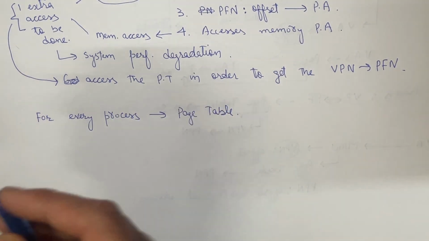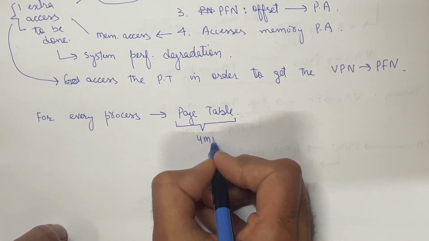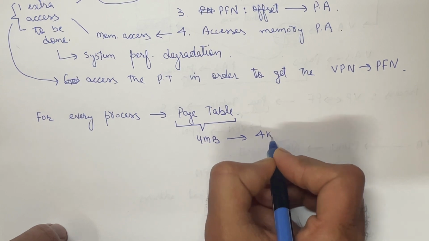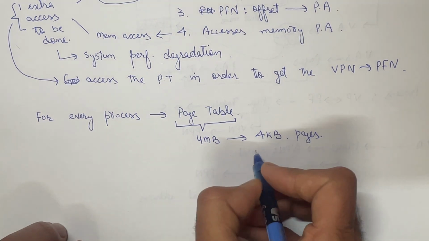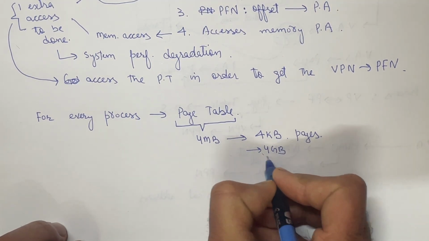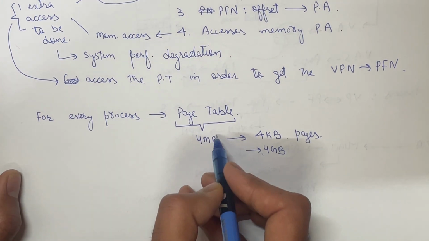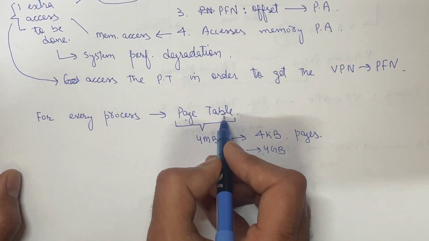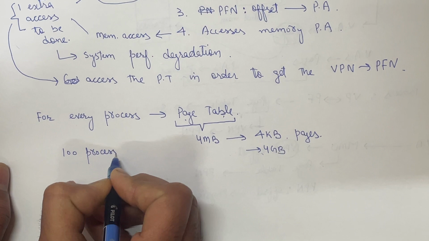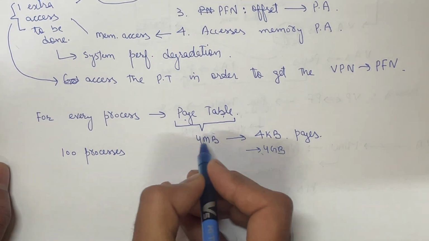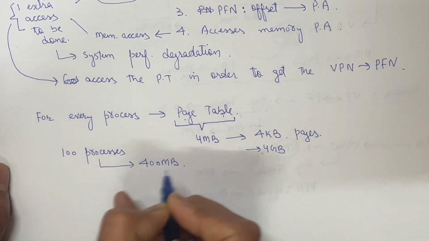And in our previous lectures, we saw that the size of this page table is 4 MB in case we are using 4 KB pages and virtual memory is 4 GB. So if there is a 4 GB virtual memory and we are using pages of size 4 KB, then for every process, 4 MB of space is required to store the page table. So if there are 100 processes running in the system, for every process we require 4 MB. So for 100 processes, we need 400 MB of space.